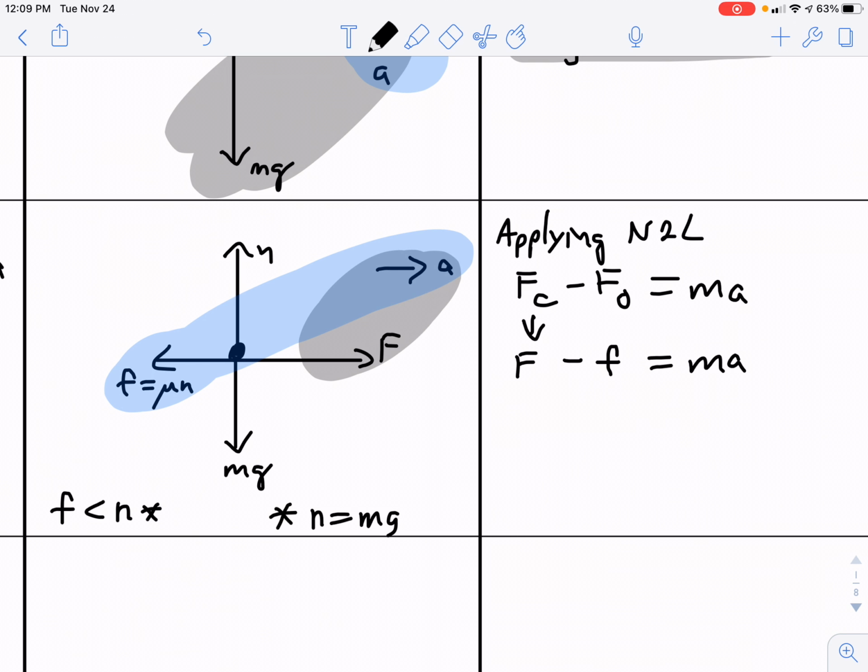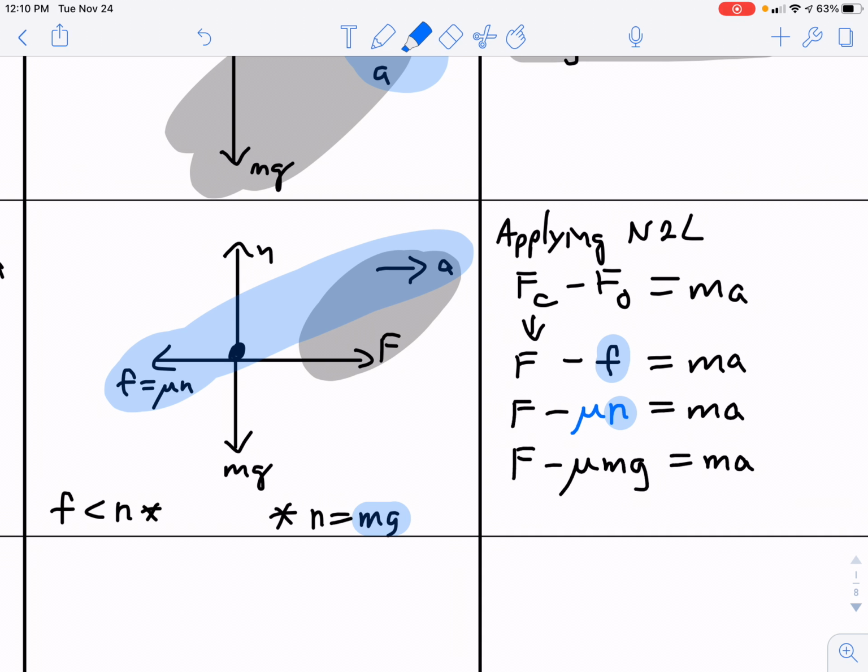Anytime you have friction in a problem, please remember to substitute for mu N. Force minus mu times normal force equals ma. Then go one step further and substitute for N. Remember, N was equal to mg. So F minus mu mg equals ma. This equation satisfies the acceleration of an object being pushed to the right over a rough surface.